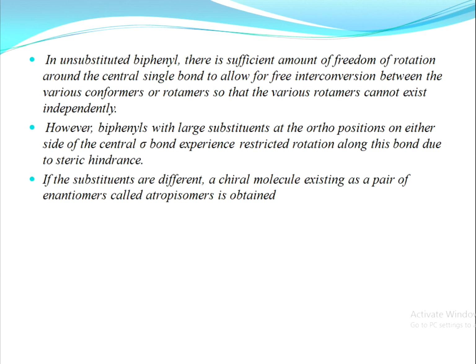Same thing is explained here: there is freedom of rotation through the central single bond, so there will be various conformers and rotamers that cannot exist independently. But when large substituents at the ortho position, that is at the central sigma bond, experience restricted rotation along this bond due to steric hindrance, and if the substituents are different, they can exist as a pair of enantiomers. We can call it atropisomers.